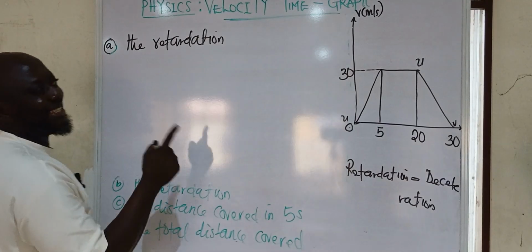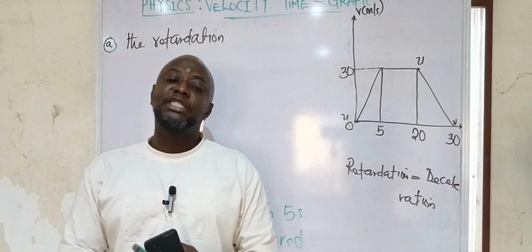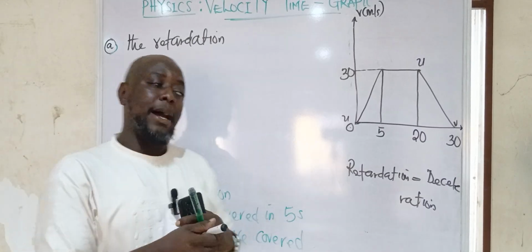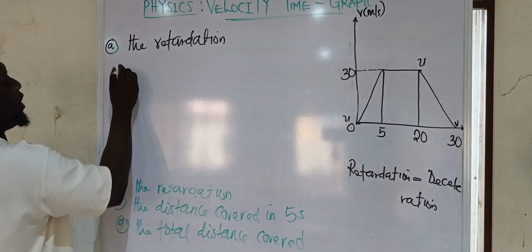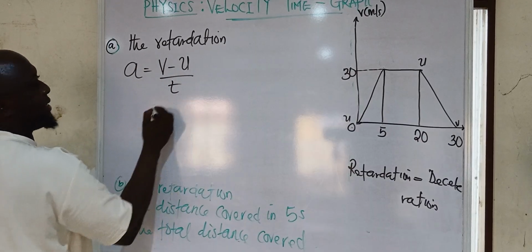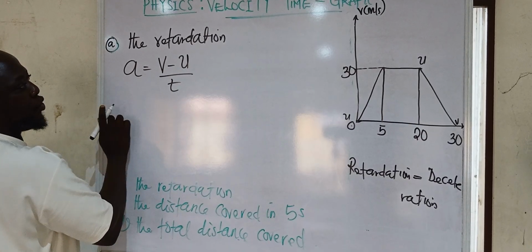We are still applying the same formula. Remember I said retardation is the opposite of acceleration, so they are sharing the same formula. The same formula I just used now, where A becomes V minus U over T. So the opposite of this is what we want to calculate now.